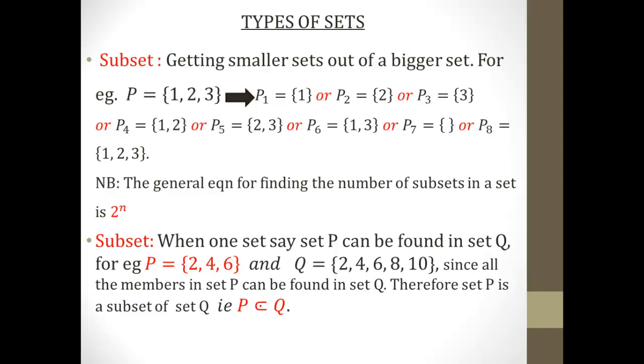2, 4, 6 can be found in Q, and therefore P is a subset of Q. So it means that P can be found in Q. Since all the members in set P can be found in set Q, therefore the set P is a subset of set Q. So this is how we write it with a subset.